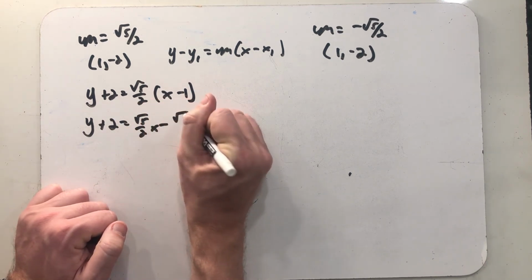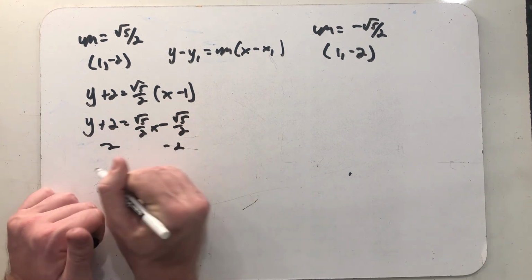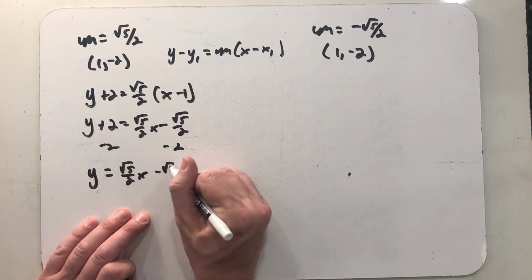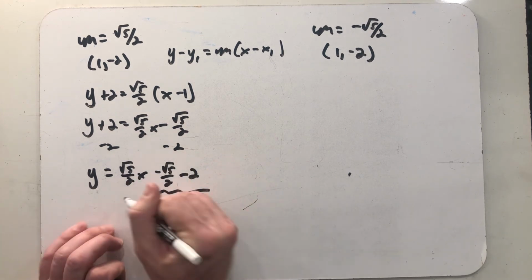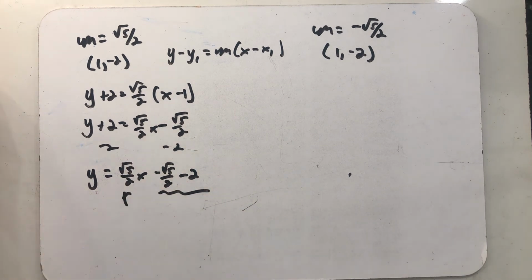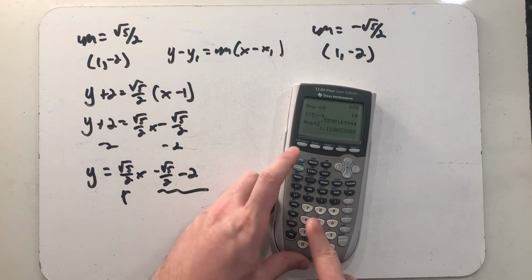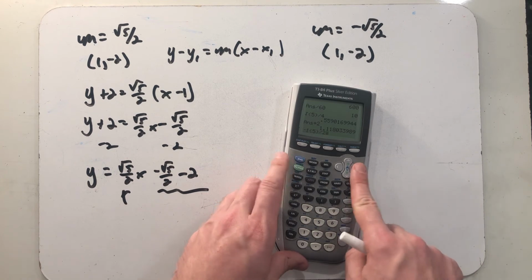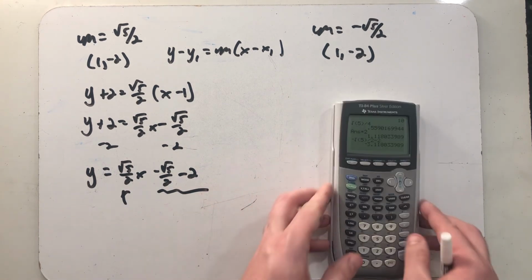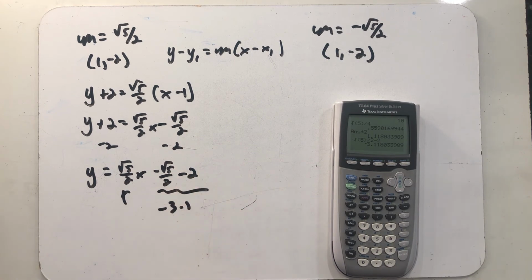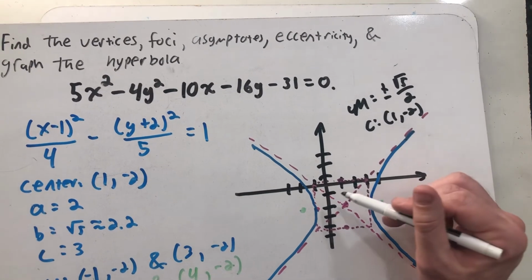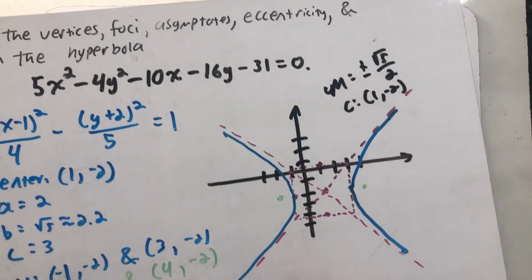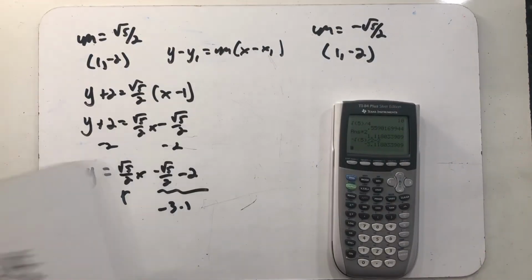Do a little distributing, take 2 away from both sides, and there's the equation of the asymptote with a positive slope. Minus √5 over 2 minus 2 is the y-intercept, and there's the slope. Not the prettiest number in the world, but let's see what that is approximately. Square root of 5 over 2 minus the square root of 5 over 2 minus 2 is about -3.1. And let's just see, -1, -2, -3, and looking where the asymptote crosses, even to the scale of this graph, which is assuredly not perfect, it looks like that makes sense.